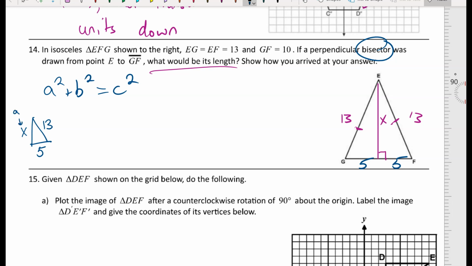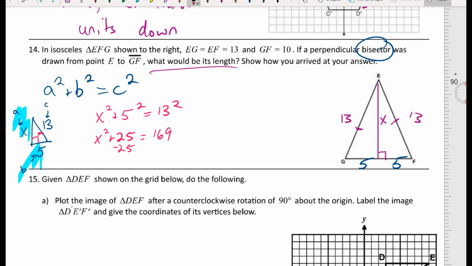So I'm going to label that guy as A, that guy as B, that guy as C. It doesn't matter which leg you label as A and B, as long as the hypotenuse is labeled as 13, that's the one directly across from the right angle if you're not sure which one it is. So x squared plus 5 squared equals 13 squared. I'm going to simplify this just a little bit. 5 squared is 25. 13 squared is 169. To undo a plus 25, I'm subtracting 25 on both sides. And remember, to undo a squared, I take a square root.